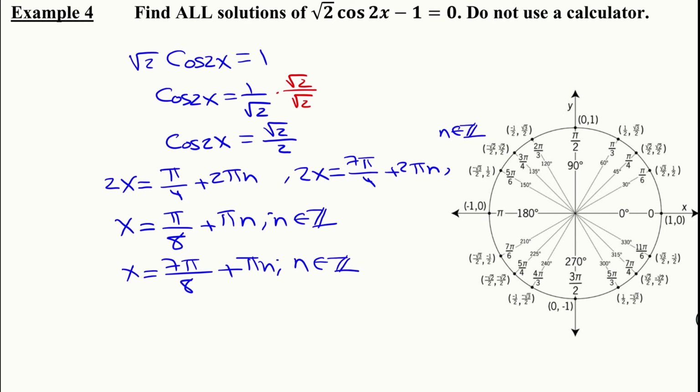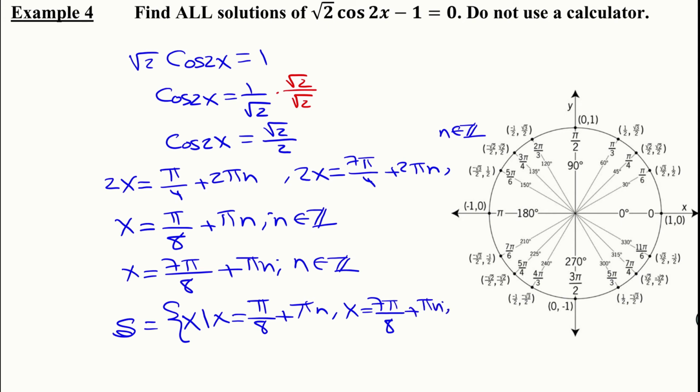If you want to present it as a solution set, you're going to write solution set is all x such that x equals pi over 8 plus pi n, comma, or x equals 7 pi over 8 plus pi n, and then we can put a semicolon and then say for n belonging to z. And that's a nice professional way of presenting your solution. As you can see, these are really simple, but do take some getting used to. So make sure you understand that, and we'll look at another one.